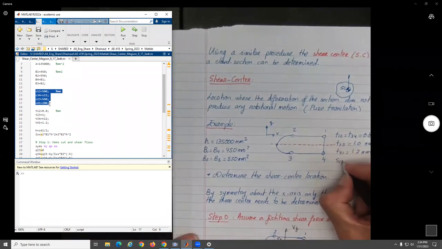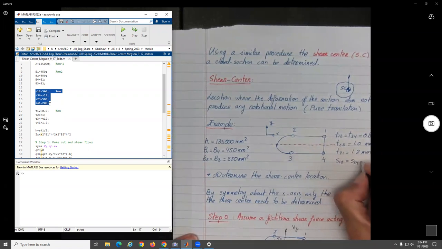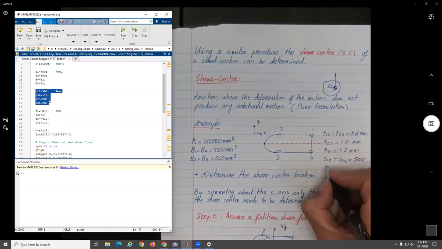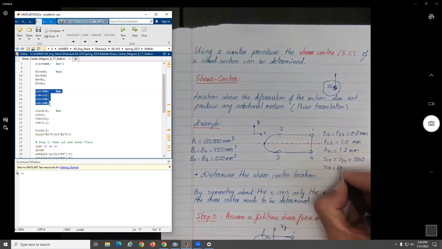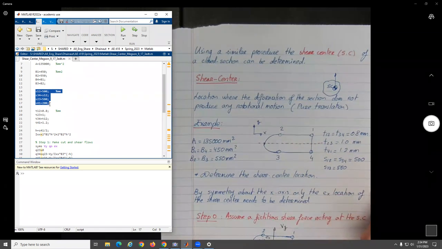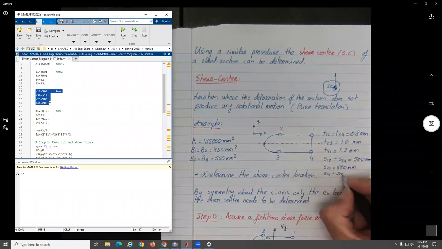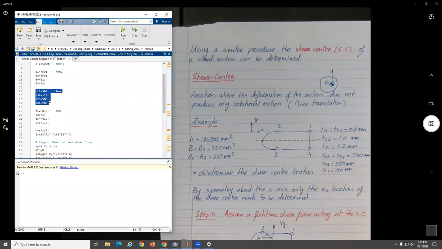So S12 would be equal to S34. Oh no, yes, equal to 500. S23 equal to 580, all these should be millimeters. Okay, and S41 equal to 200 millimeters.